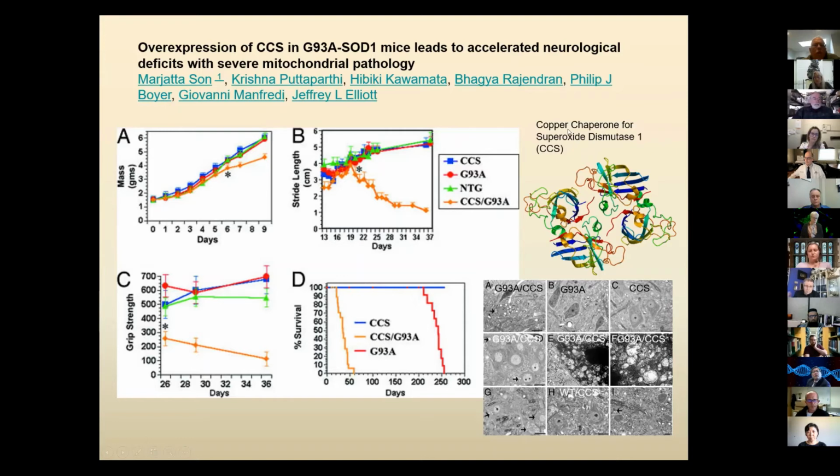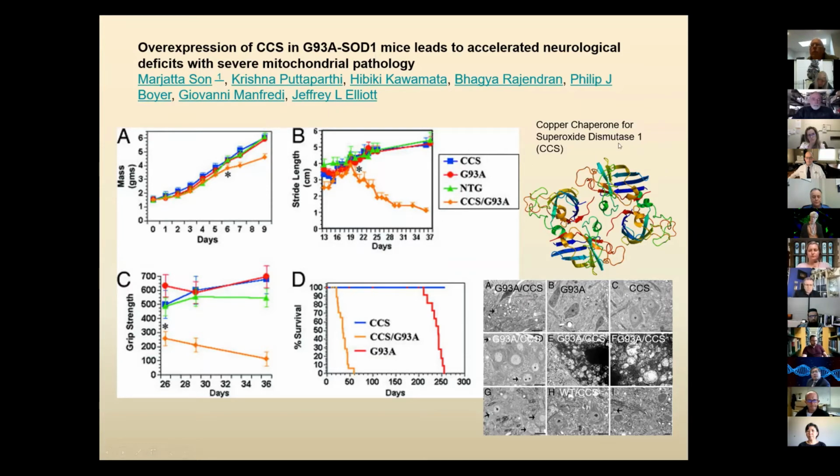This protein's job is to take copper from the membrane copper transporter and deliver it to SOD and charge SOD with copper so it becomes active. CCS actually has a domain that's highly homologous to SOD. CCS forms a dimer like SOD. It has this extra domain which is involved in the copper shuttling from the membrane transporter to the enzyme.